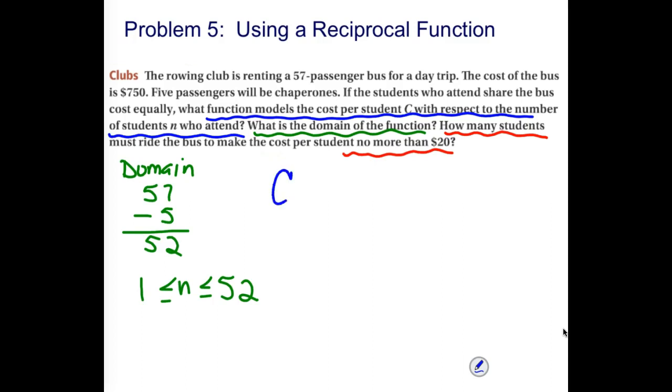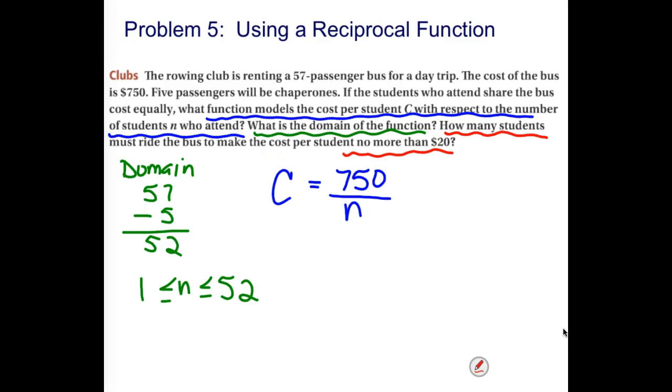So my total cost per student, I have to take the $750 and divide it by what? By the number of students going. Yes? That's what you just did. 750 divided by 1, 750 divided by 10. That's the function that models this situation. 750 divided by n.